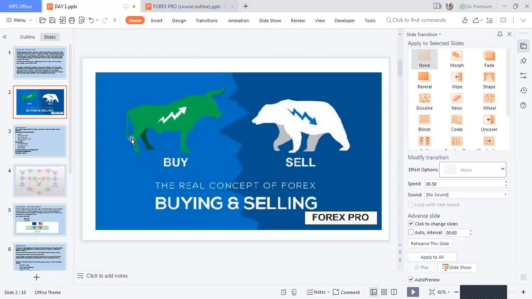I have a chart here. What do you do in the Forex market? You buy and you sell. The bull here is an indication of buy, and the bear here is an indication of what? Sell. Now, just give me a minute while I go to my TradingView. While TradingView is coming up, let me continue the class.